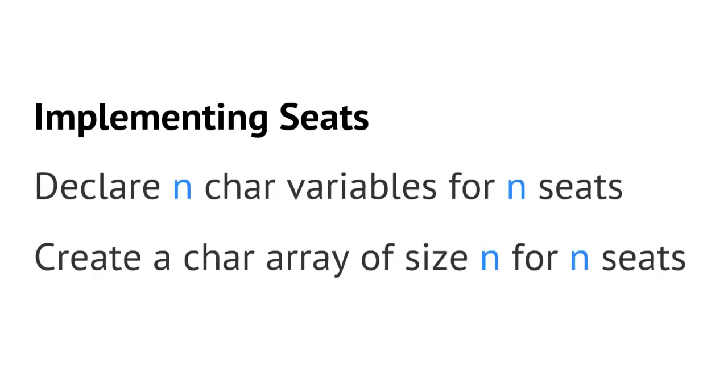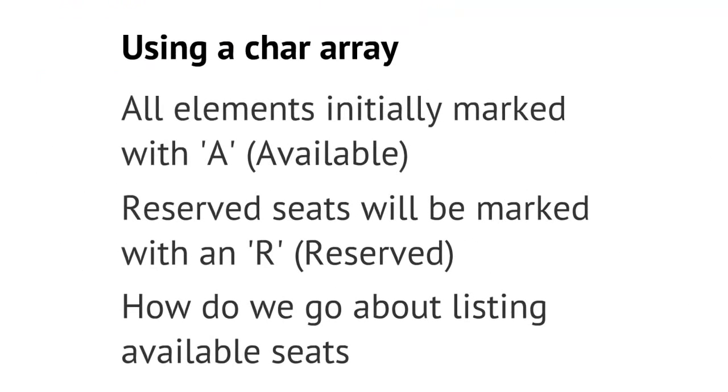So we could go in and create a character array of a specific size, and in that case we would have something very similar. We would still want to go in and maybe mark all of our elements initially with A, and then if we reserve a specific seat, then we could mark that element with an R. But again, we would have to deal with certain operations. So how do we go about listing available seats?